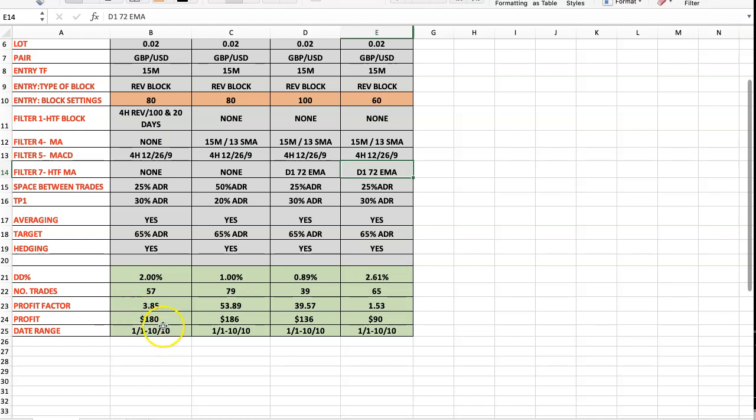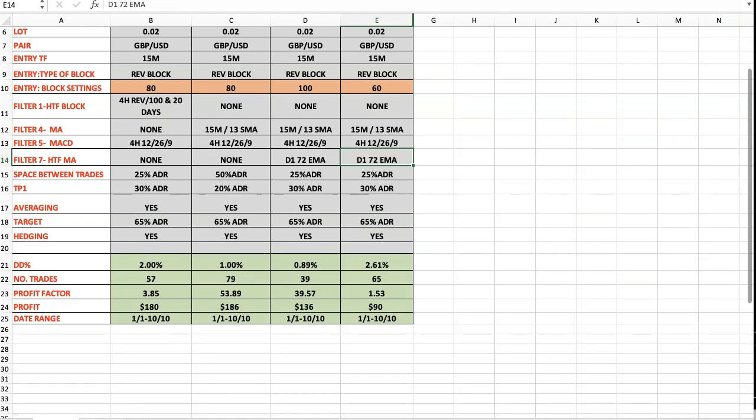So that's not bad. Of course, you might say, oh my God, $180, but then you also have to compare: you're not only trading one pair, you're going to be trading multiple pairs. So that's something that you need to keep in mind and understand.